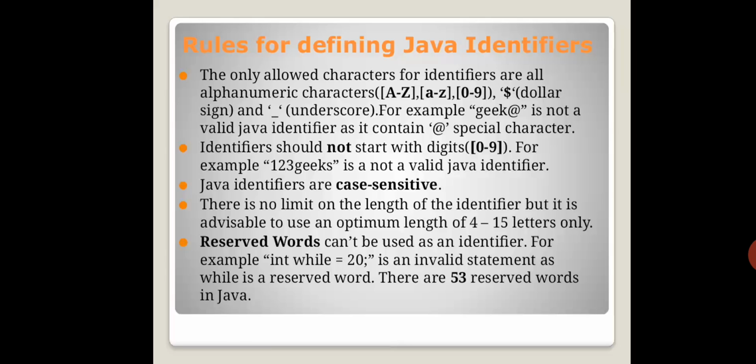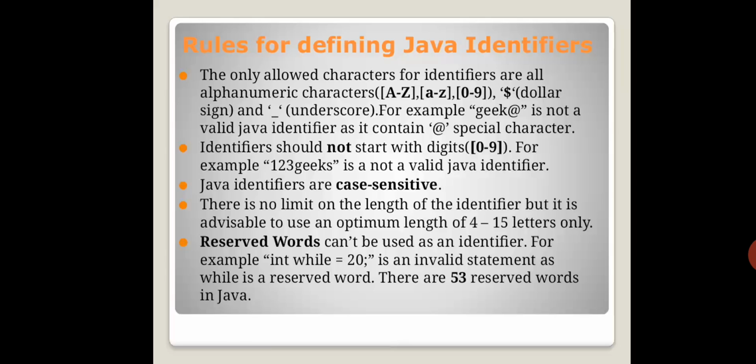Okay, the first one is that the only allowed characters for identifiers are alphanumeric characters. See, alphanumeric means capital A to Z, small a to z, as well as 0 to 9. So this set is called alphanumeric characters. That means you cannot use any special characters, isn't it? Can you use dollar and underscore? Actually, in identifiers, except dollar and underscore, you cannot use the rest of the characters. See, in the example also they have given geek@, isn't it? It is not a valid Java identifier because it contains a special character. So you should not be using any special characters in identifiers.